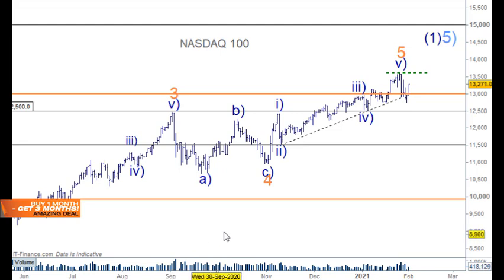With the NASDAQ here, I've been looking at this in a conservative manner of wave 3 here with an A, B, C here for wave 4 and then going up as 1 and 2 and 3 and 4 and 5 and counting a top here.